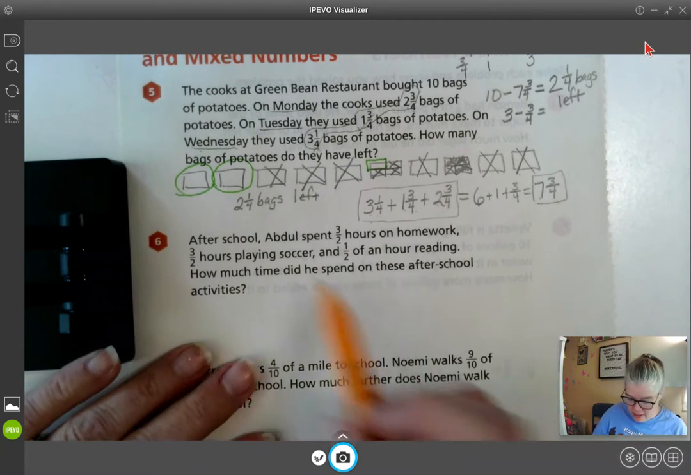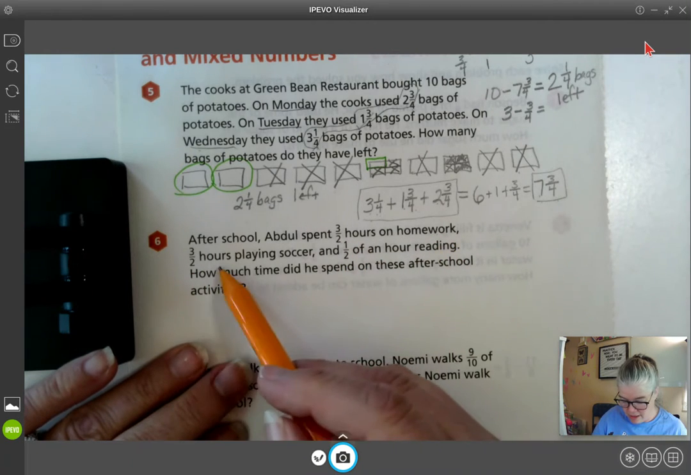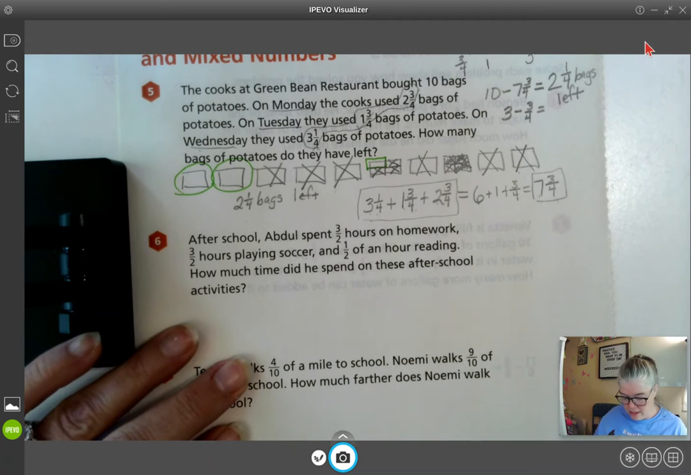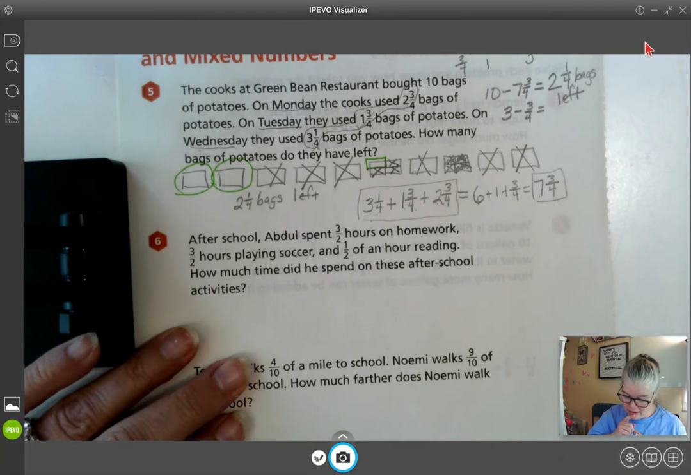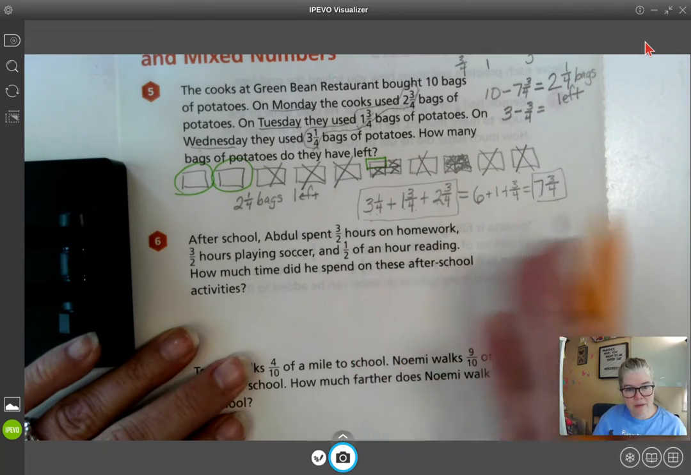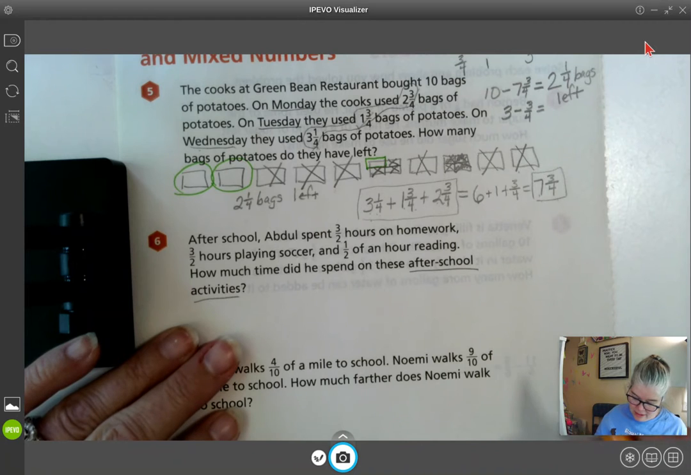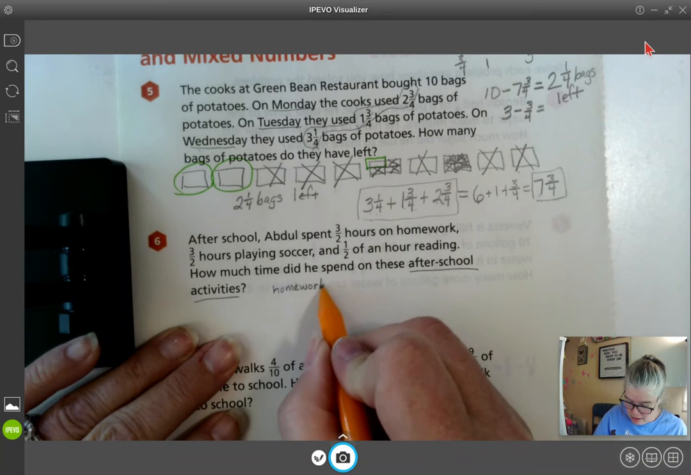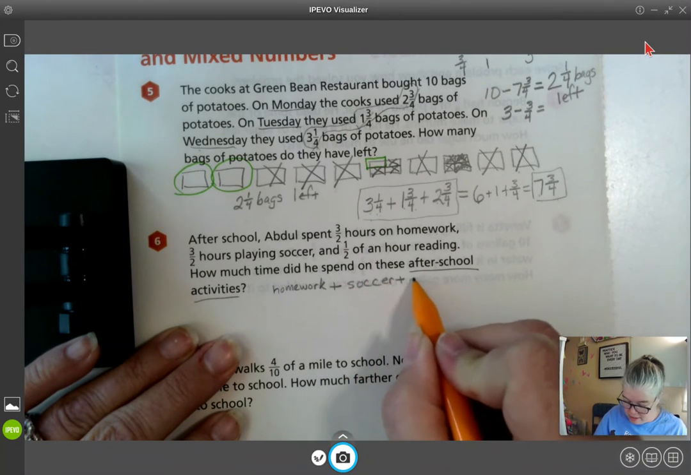Okay, let's work on this one. After school, Abdul spent 3/2 hours on homework, 3/2 hours playing soccer, and 1/2 of an hour reading. How much time did he spend on these after-school activities? How much time did he spend? Looks to me like I need to combine them to find out how much time when you put together all of the after-school activities. So I need to add homework plus soccer plus reading.